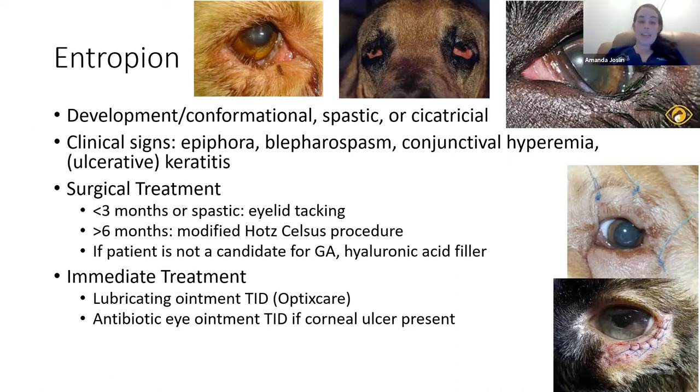If the patient's not a candidate for general anesthesia, we can use a human hyaluronic acid dermal filler called Elevess. It works well for some. The issue is some of them develop a granuloma and some don't last long, so we have to consider that. Immediate treatment, if we're referring for surgery, is getting the patient on a lubricating ointment to decrease irritation of the cornea, and considering an antibiotic ointment if there is a corneal ulcer present.